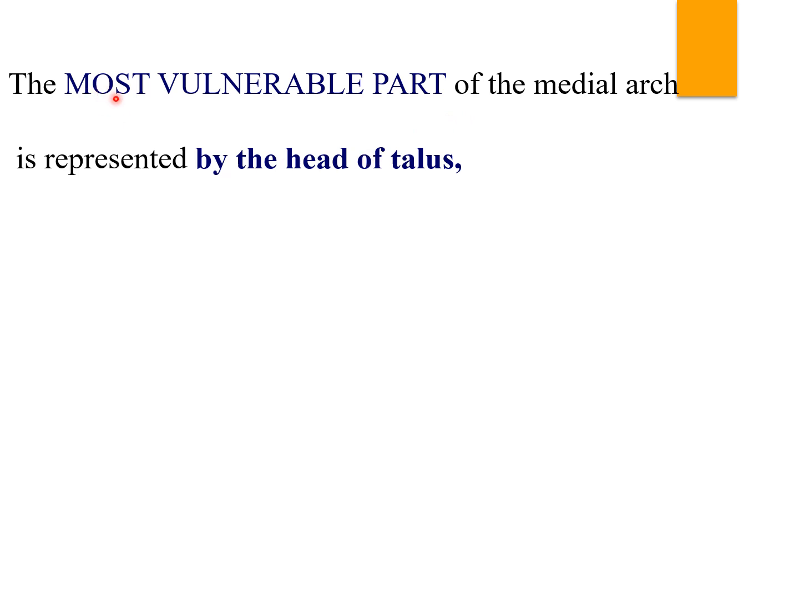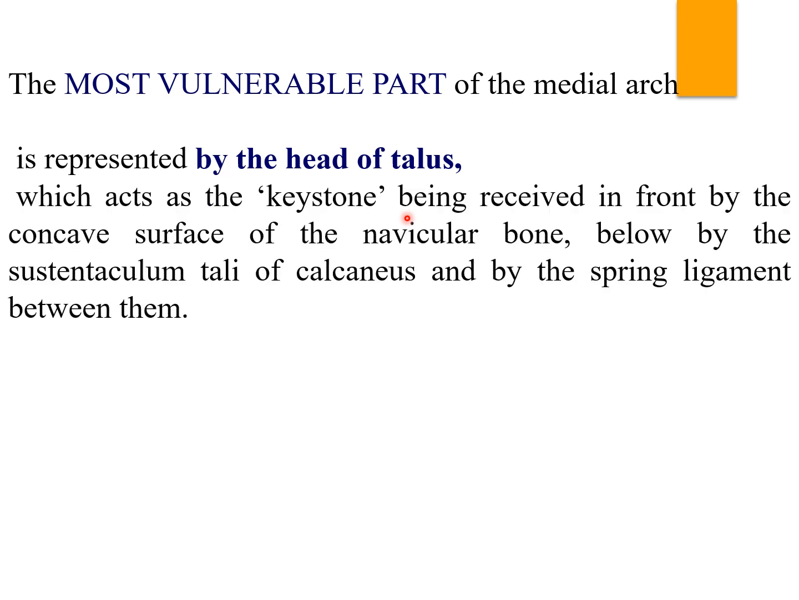So for each longitudinal arch we have a vulnerable part. Here it is represented by the head of the talus, which is the vulnerable part of the medial arch. The head of the talus is the keystone. For any arch you should think of putting one stone at the highest point, that is the keystone. Then it should be supported by the two pillars, anterior pillar and posterior pillar.